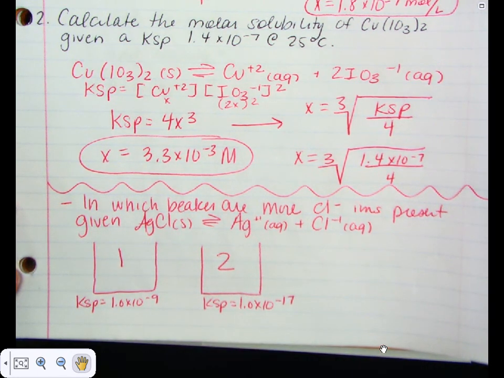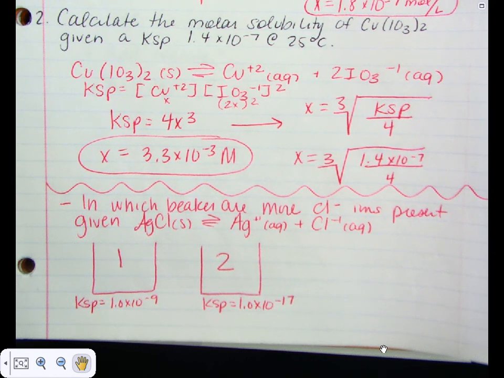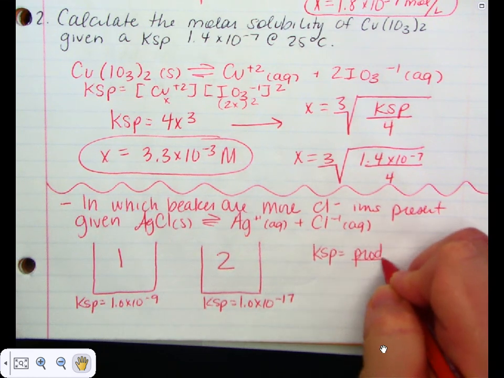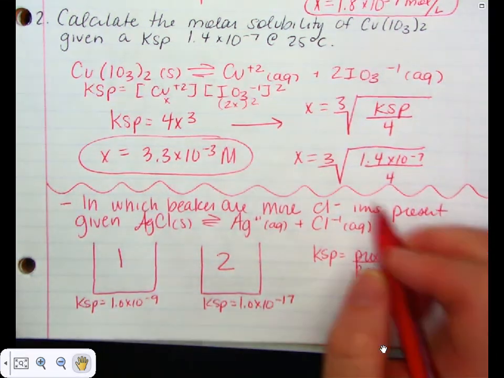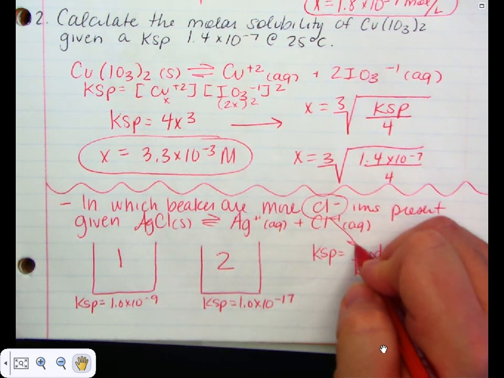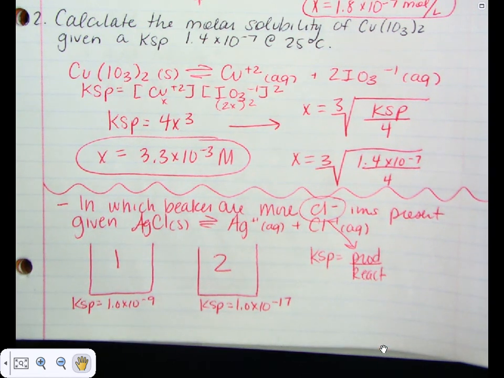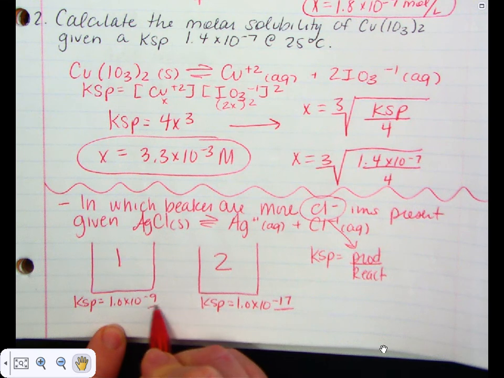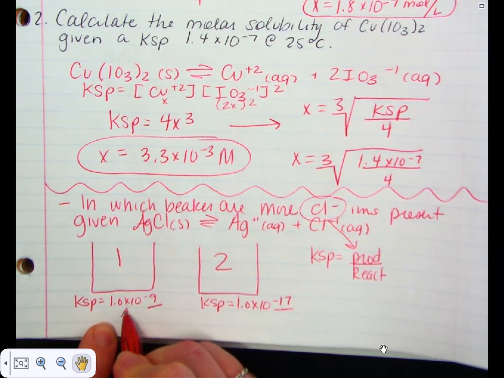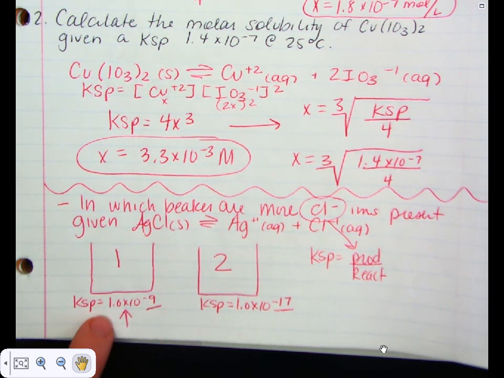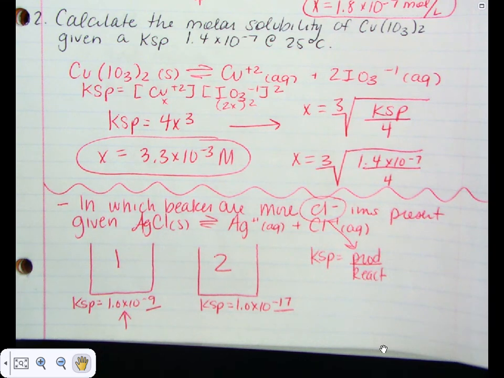All right, so think this out. I gave you Ksp. Ksp represents what? Ksp is products over reactant, right? Chloride ion is a product. So I'm looking for the one that's what? Closest or farthest from 1. I need the one that's closest to 1. So 10 to the minus 17, 10 to the minus 9. This is a heck of a lot closer to 1. That means that this is going to have more products at equilibrium. So this one, beaker 1, would have the most ions. Okay, hope that was helpful.